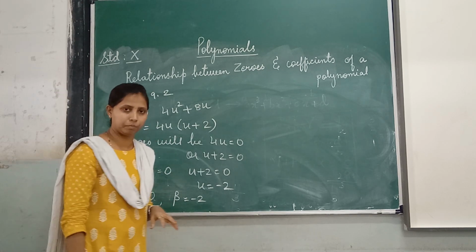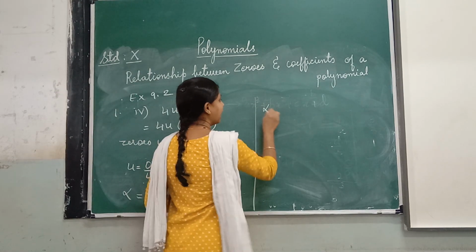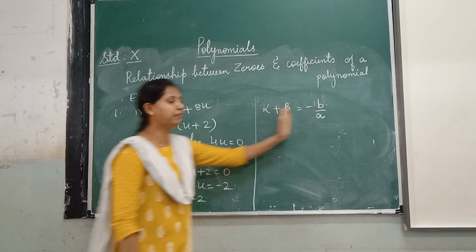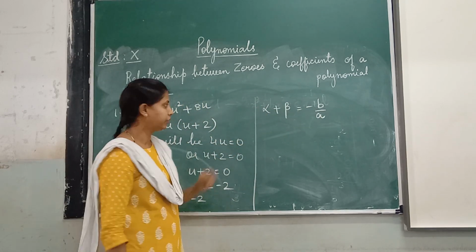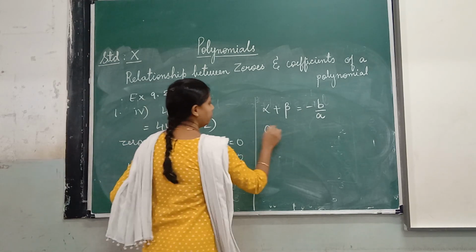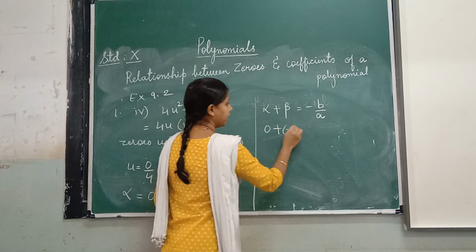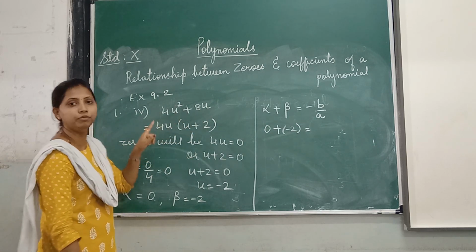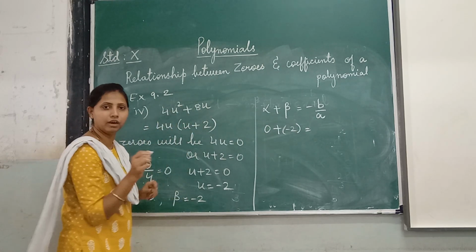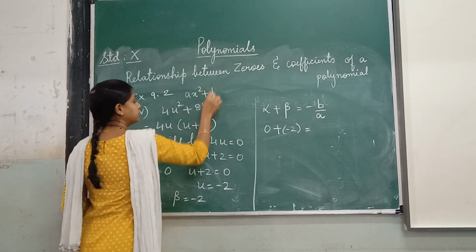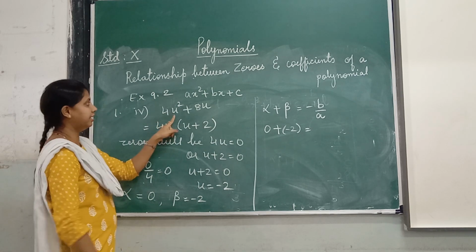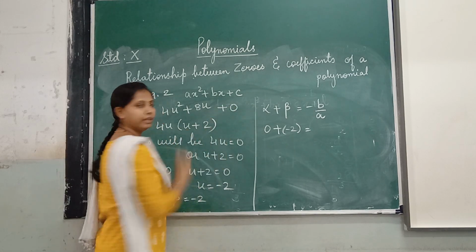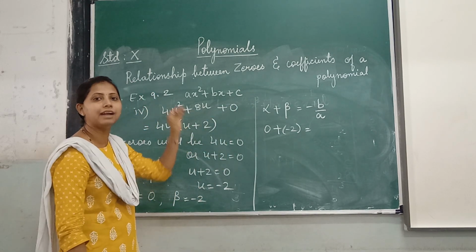Now to verify the relationship, so we have to take alpha plus beta is equals to minus b by a. Now you have to substitute in this and verify this relationship and see whether it is correct or not. So alpha plus beta, alpha is here 0 plus beta is minus 2. And what is minus b? Minus b is nothing but the negative of coefficient of x. Yes, the standard form of the quadratic polynomial is ax square plus bx plus c. Now you can see here, x square is there, x is there, but constant is missing. So you can take that as 0. When that particular term is missing there, you can take that as 0.